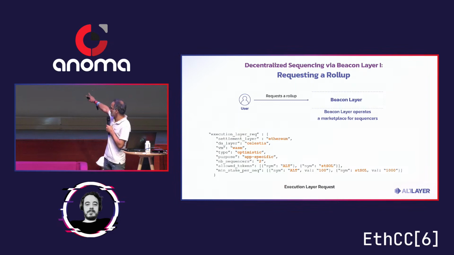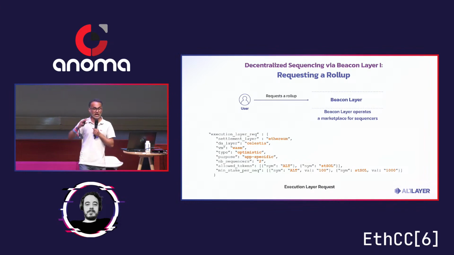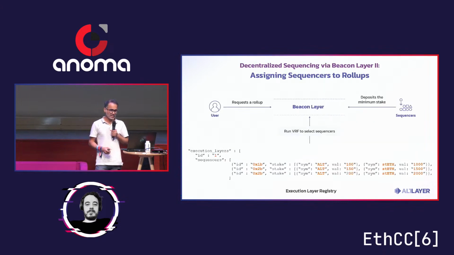And what's really interesting is the last two parts, where you say, I want two sequencers, and I want these sequencers, because you don't want random people to come and operate your sequencer, otherwise there's no accountability, to bring a certain amount of economic capital. So you could say, I want my sequencers to bring a certain number of tokens, and it could be across different tokens. So you could say, I want people to stake from EigenLayer, and if you're staking a minimum amount of stETH through EigenLayer, then you're allowed to become a sequencer for my rollup.